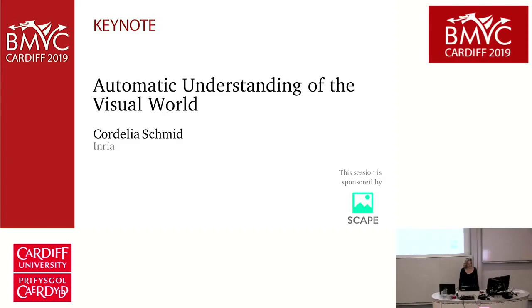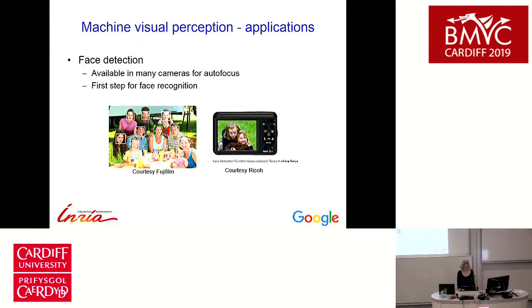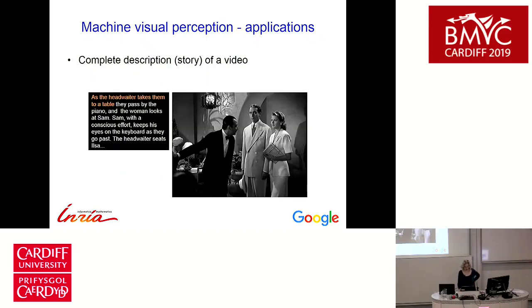So I'll give today an overview over different components of visual recognition. Today, visual recognition has made a lot of progress. There are many applications, things which do work now. For example, face detection is in cameras. It's the first step for face recognition. There are things on your smartphone where you can search for particular objects and places. But then there's also a lot of things which still don't work.